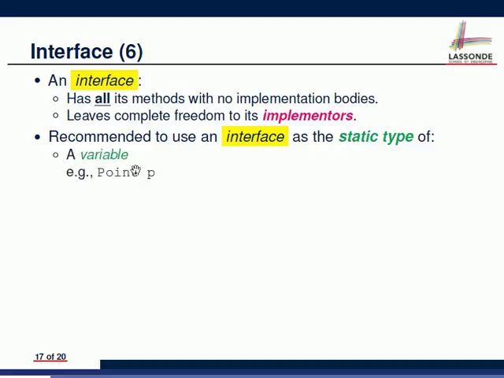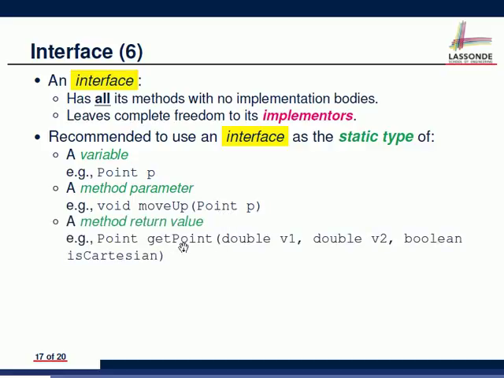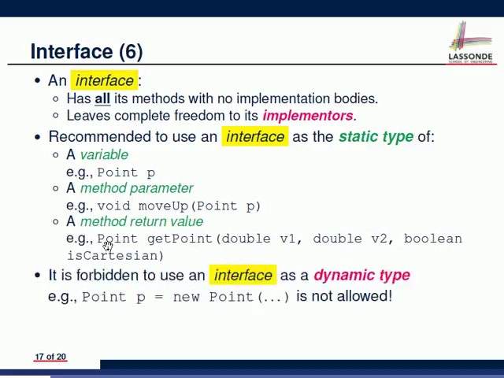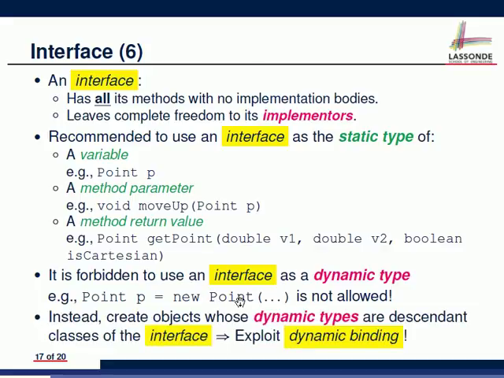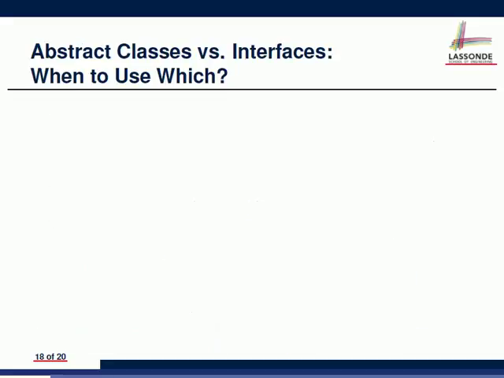Similarly, you should really try to use interface as a static type whenever you can. For example, if I put Point P over here, what can be on the right-hand side of the assignment? It can be Cartesian, it can be polar. On the other hand, if I say Cartesian Point P, in that case I can only put a Cartesian point on the right-hand side. I cannot put polar points, right? Because polar point is not a descendant of Cartesian point. Similarly, I should also use the interface type for method arguments and for return types. And of course, you cannot use the interface type as a dynamic type.